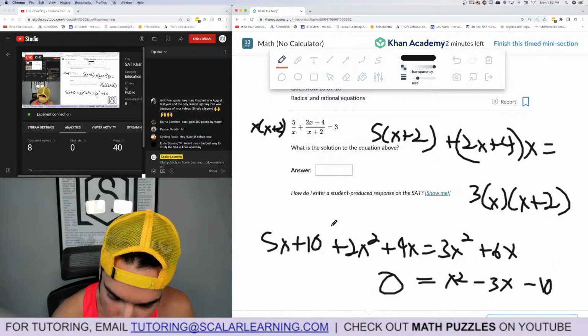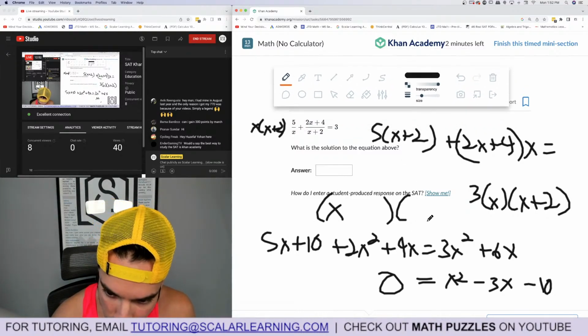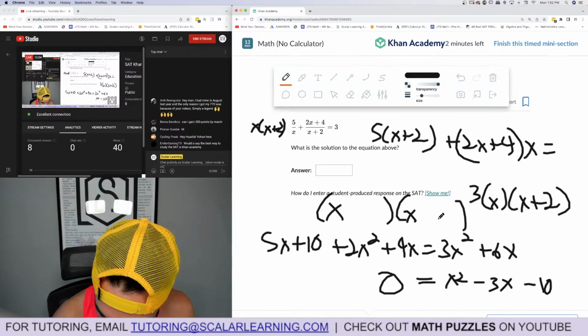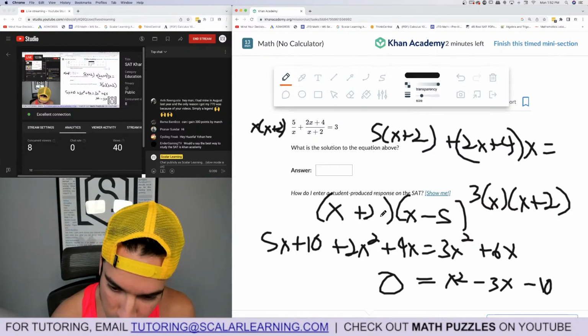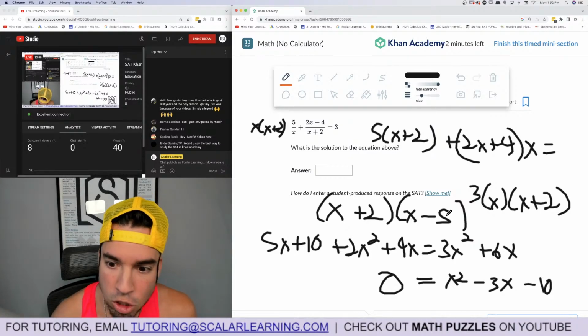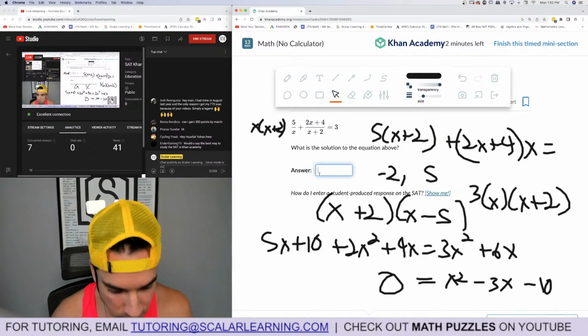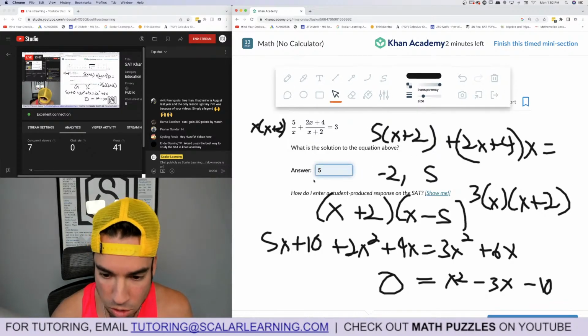Okay, it's factorable. So then, how much time do I have? 2 minutes. It's going to be x minus 5 times x plus 2, because that's going to have a difference of negative 3 and multiply to negative 10. So my two solutions are negative 2 and positive 5. But again, it's got to be the positive answer. By the way, negative 2 makes it go to 0, so it doesn't work anyways.